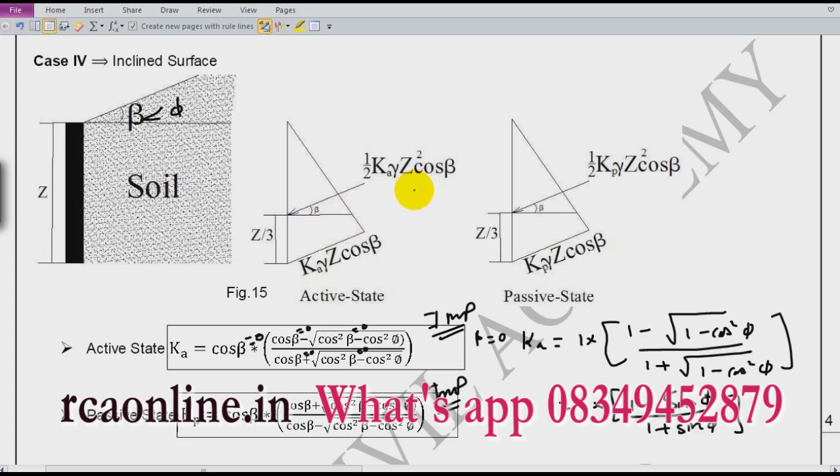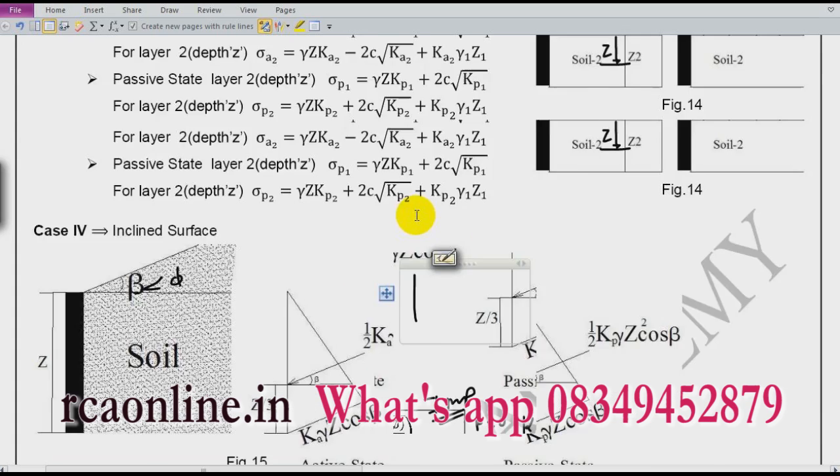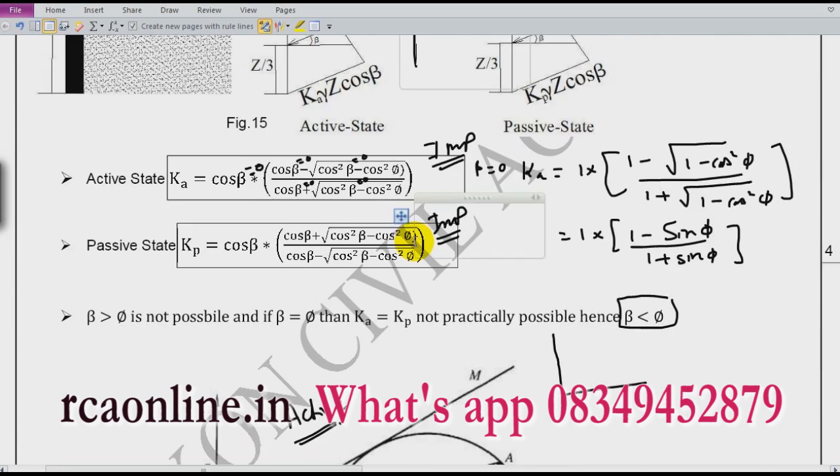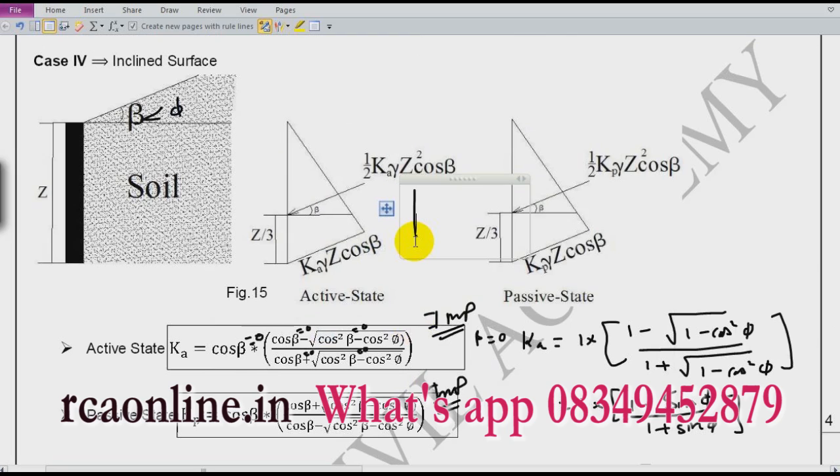Initially it was horizontal, which we have studied in the above part. Now it will shift to a beta angle since our angle has been changed. So there are just two changes. One is the formula for Ka and Kp, and second, the value will be the same, but the other component will have cos beta, and the inclination of the total pressure will be at an angle of beta. So what will be my total pressure now?